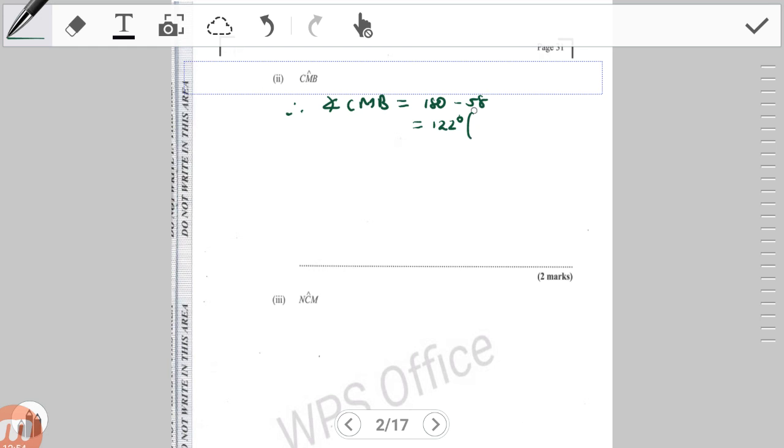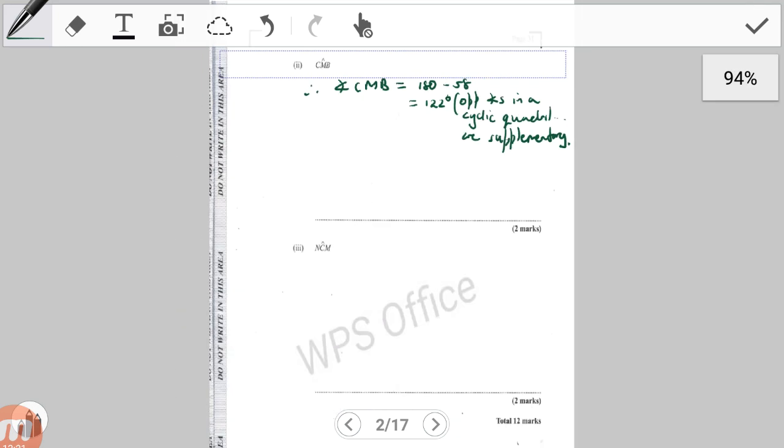And the reason why it is so is that the opposite angles in a cyclic quadrilateral are supplementary, which means that they add up to 180 degrees. All right, and that is how you find that angle.